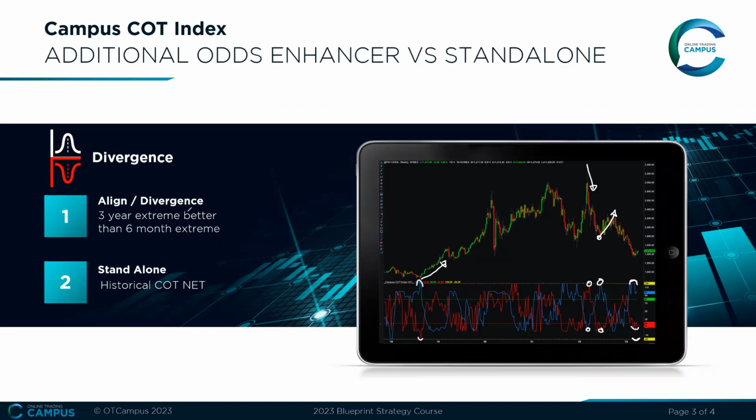And when we do get a divergence, that would be generally an odds enhancer. And if we don't have that divergence, we could still take the trade. However, that could also be a reason for us to say, well, maybe I'm going to wait until the retailers are on the opposite side for them to really take a stab at this. And then the historical COT net is what would come in as a standalone tool, okay, for us to take decisions on for some markets.